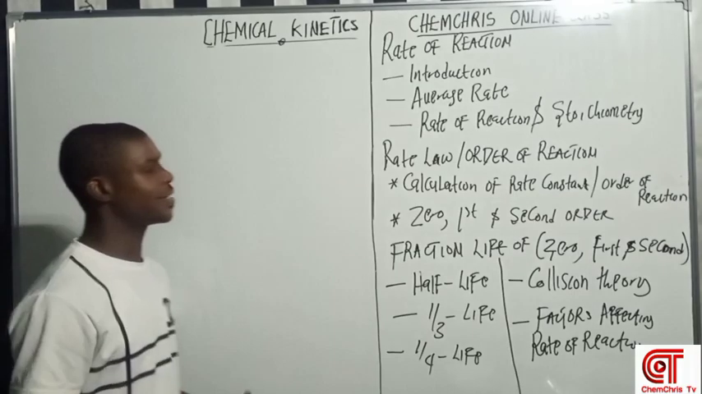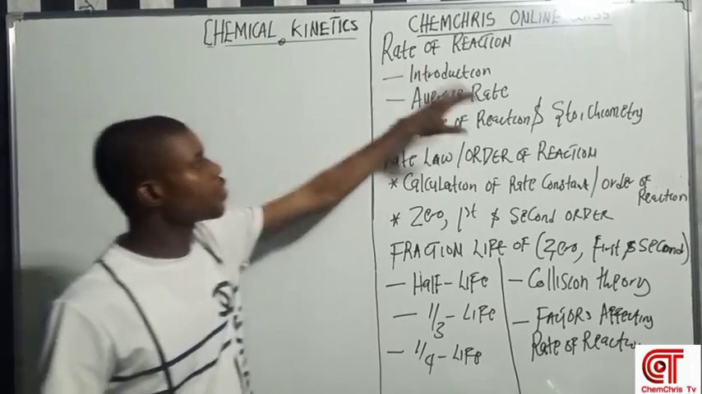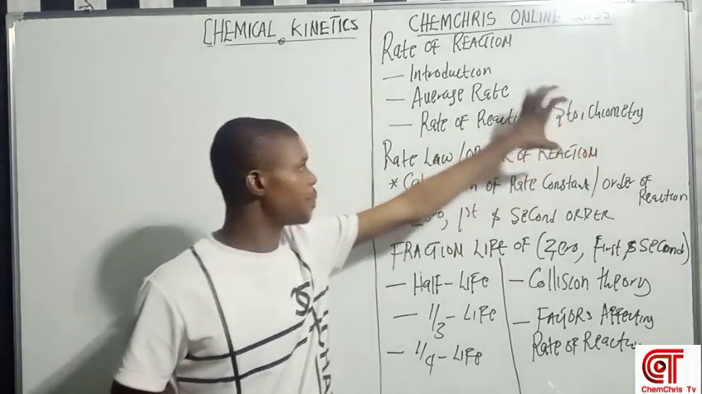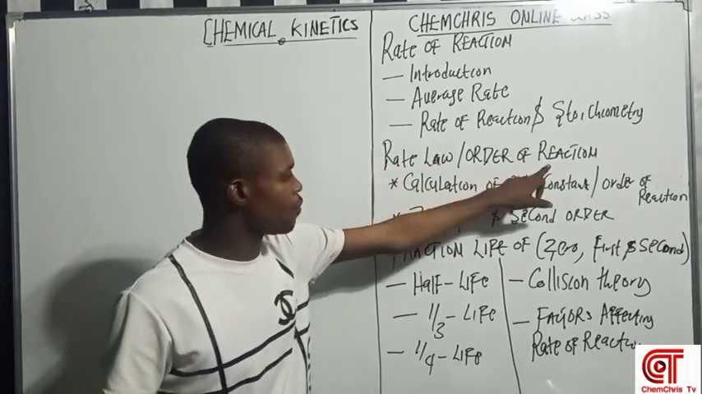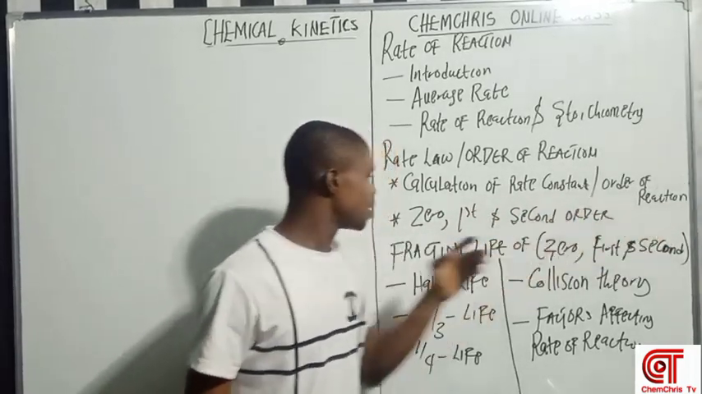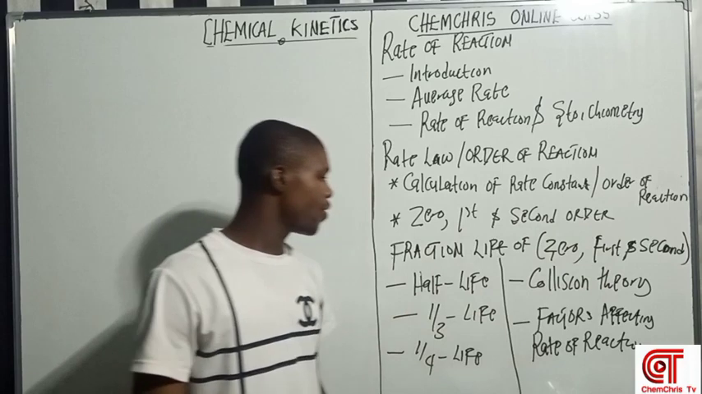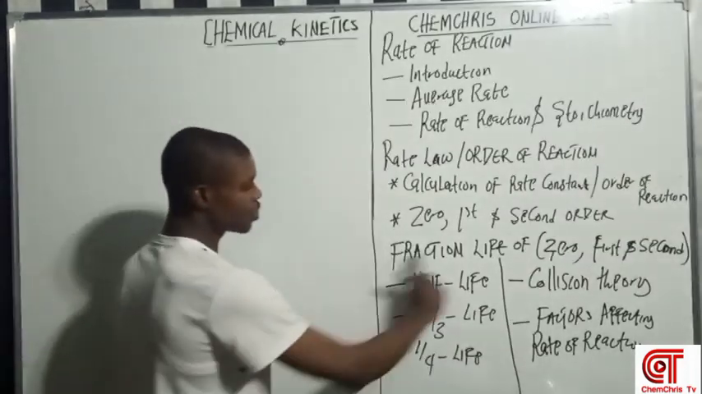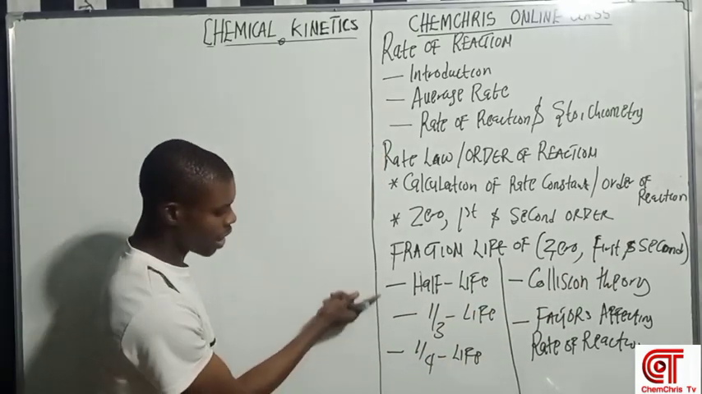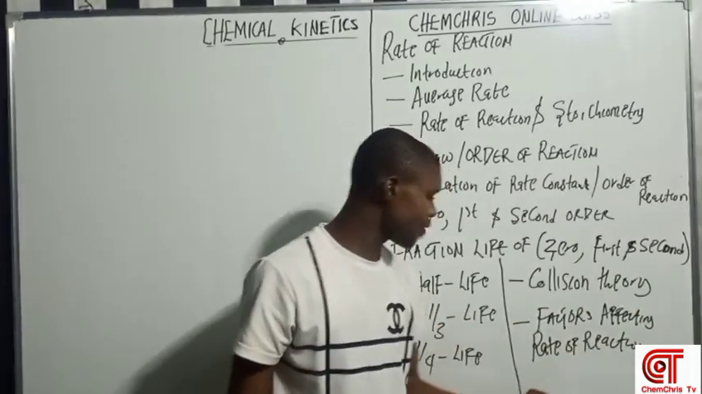We are going to look at what chemical kinetics is. It's going to be a video series. Under chemical kinetics, we will look at the rate of reaction: an introduction, and the average rate of reaction, where stoichiometry is very important. We will look at rate law and order of reaction. I can use the rate law to calculate the rate constant and the order of the reaction. We will look at the zero order reaction, the first order reaction, and the second order reaction. After that, we want to learn about fractional life of zero, first, and second order, where the fractional lives we will concentrate on are half life, one third, one fourth.